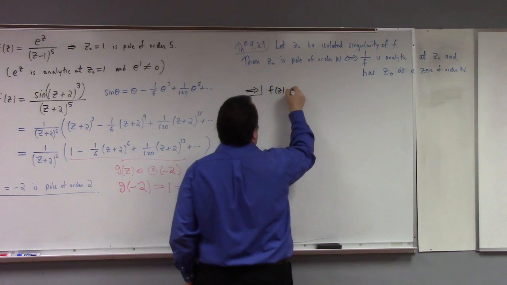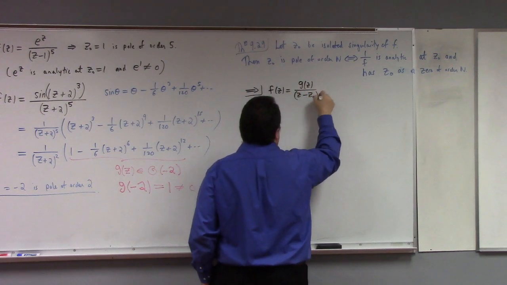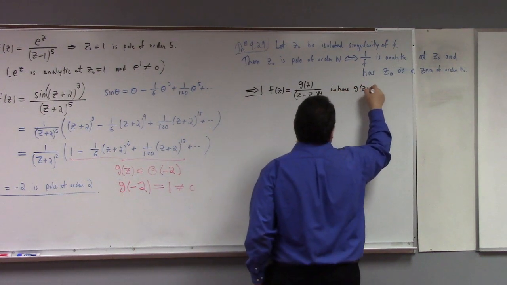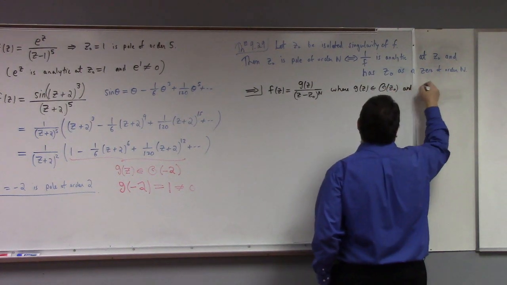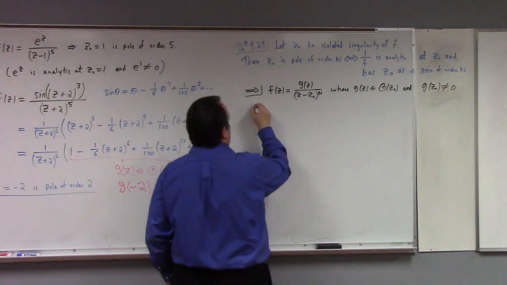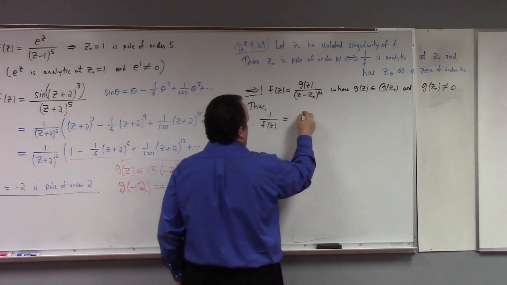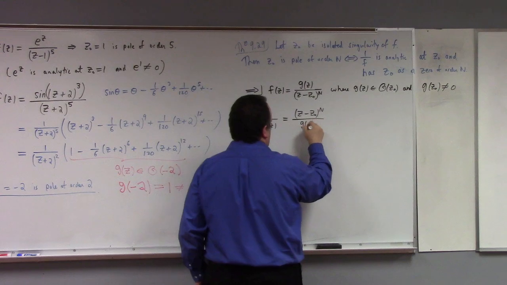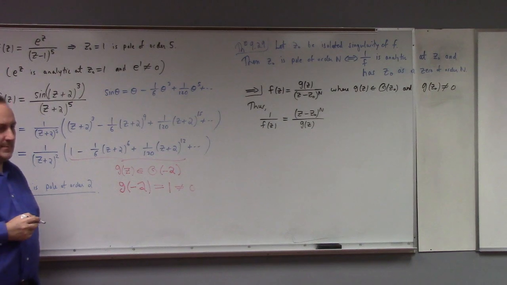So we can write f of z is equal to what? G of z over z minus z naught to the power n, right? Where g of z is analytic at z naught and g of z naught is not equal to 0, right? Thus, 1 over f of z is what? Well, z minus z naught to the n divided by g of z, right?